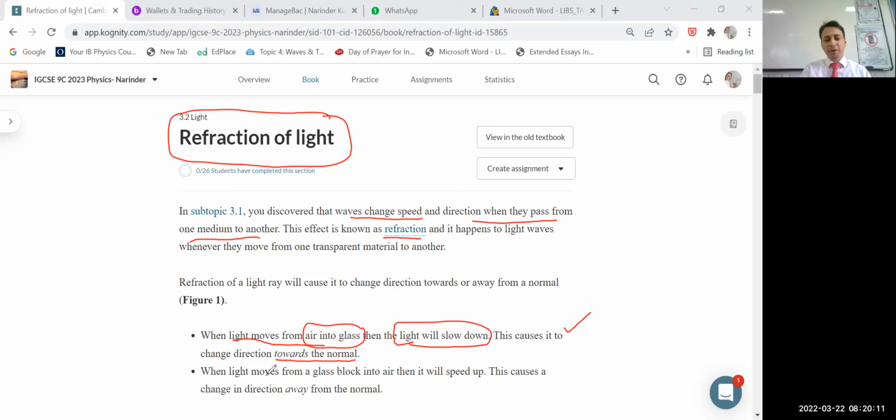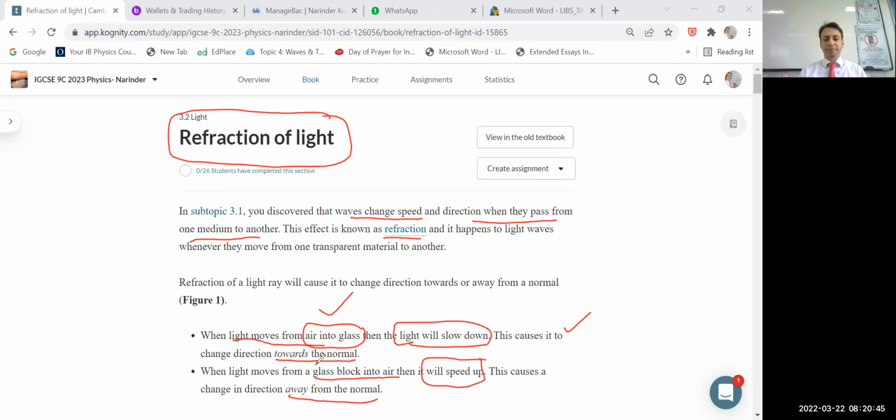And the second point, when light moves from glass block into air, this is the reverse. In the first case, air into glass. Second case, glass into air, then it will speed up. This causes again a change in direction, away from the normal. Please make a note of this. Away from the normal, towards the normal. I will show you this in our diagram also. But before that, I want to discuss some more points about refraction.